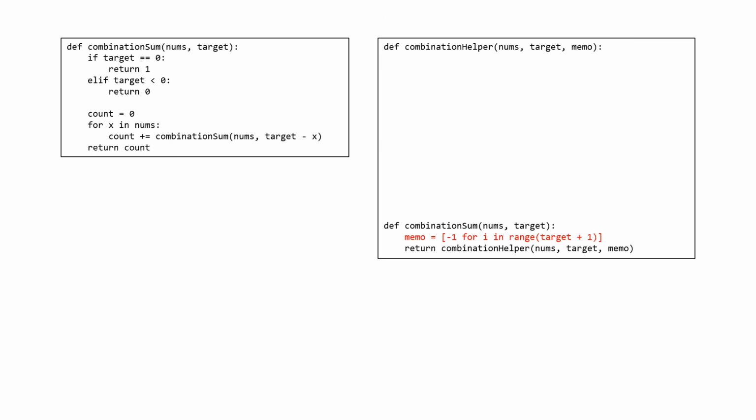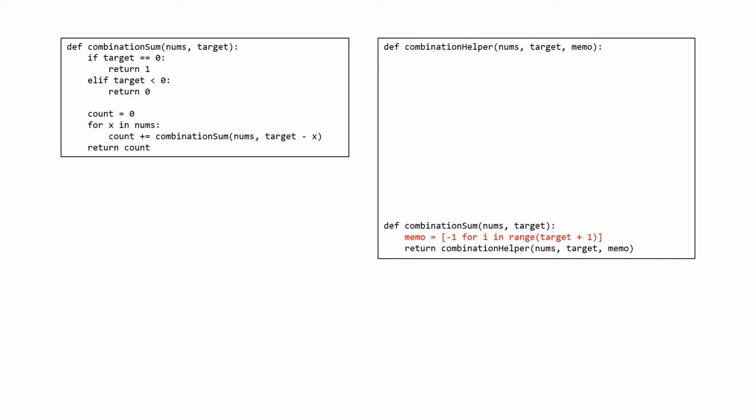So let's take a look at the code. On the left side, we have our old brute force recursive approach, and on the right, I'm going to show the changes we need to make. So our first change is that we're going to make a helper method. We are also going to create an array called memo. This is going to be of size target plus 1 and will be passed to the helper method.